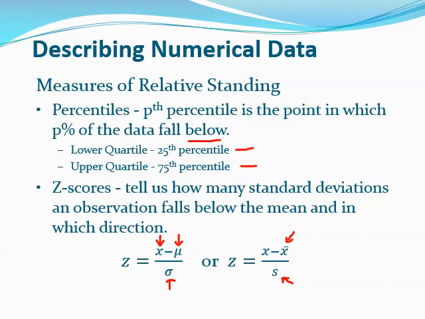And so not only do we need to know how many standard deviations, but we need to know which direction as well. Above the mean are positive z-scores, below the mean are negative z-scores, and we need both.